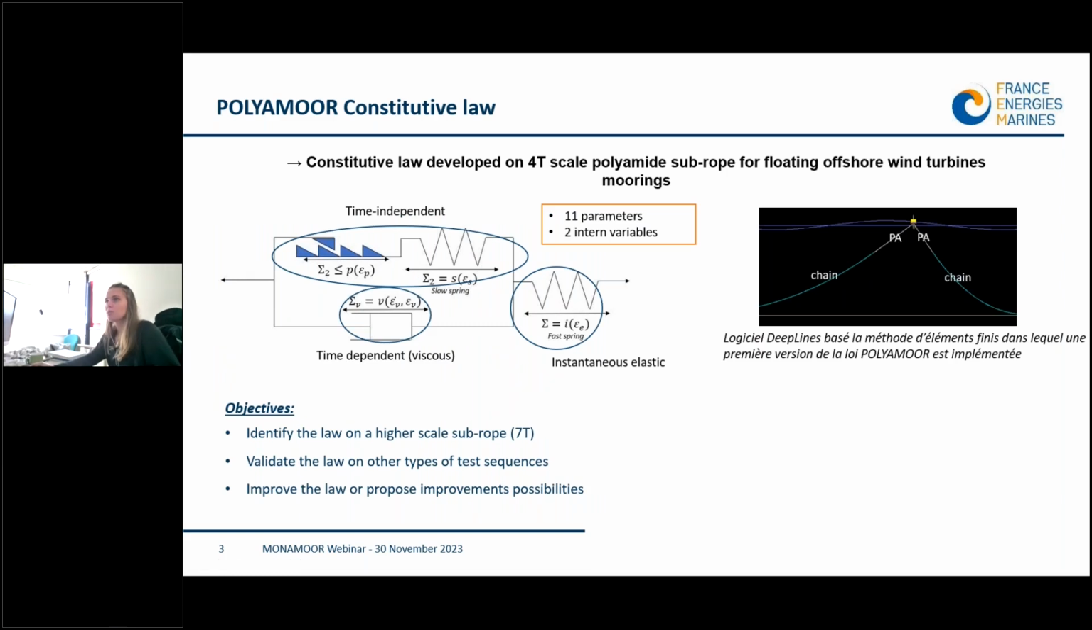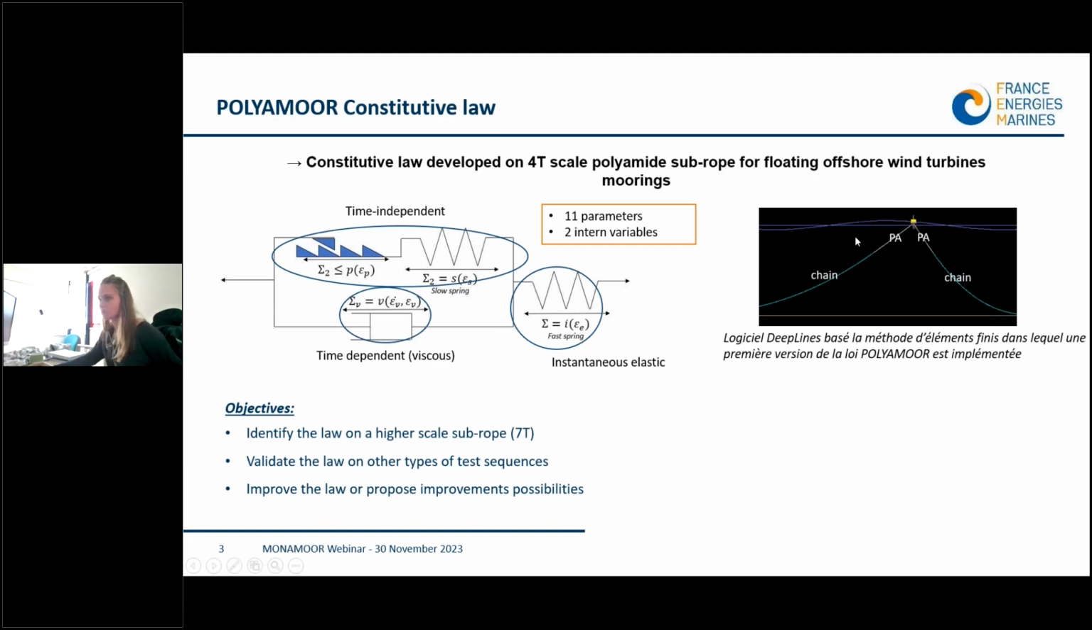So to start, the Polyamide constitutive law is a constitutive law that aims at representing the complex viscoelastoplastic behavior of polyamide 6 mooring lines. It has already been implemented into software for simulating on deep lines. So we can use this law to represent a polyamide 6 line, for example, for the design of a buoy.